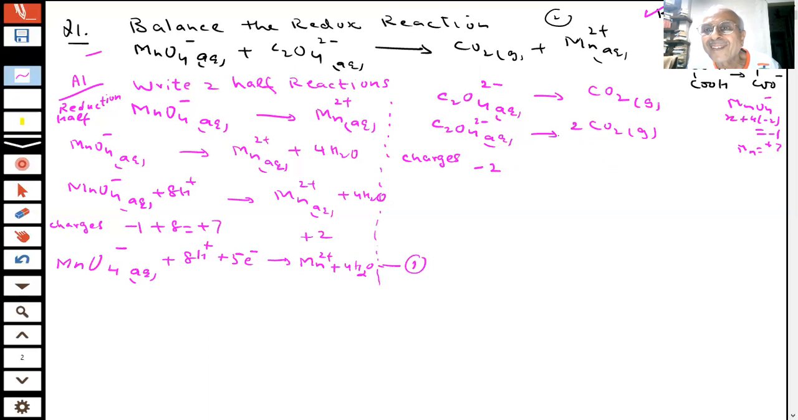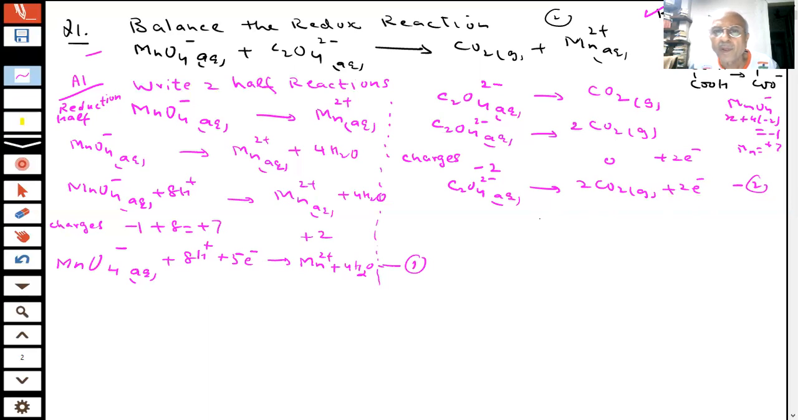I'm not talking of oxidation number; the charge is zero. Then which side is deficient in electrons? The right side. You add two electrons. So the equation becomes C2O4 2 minus aqueous going to 2 CO2 gas plus 2e.